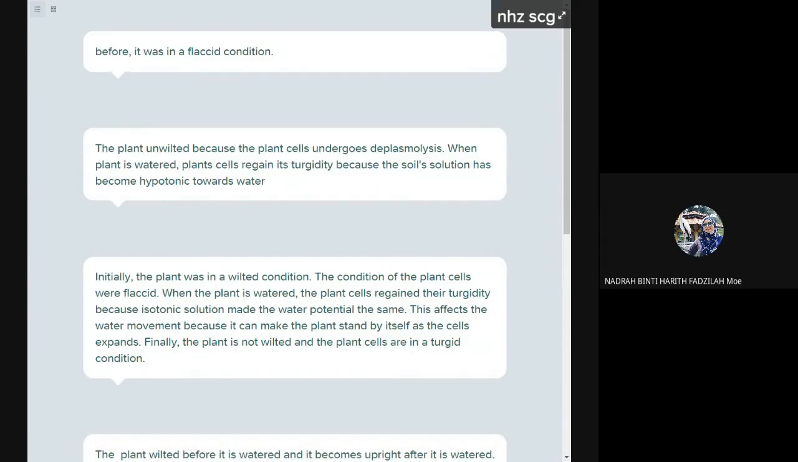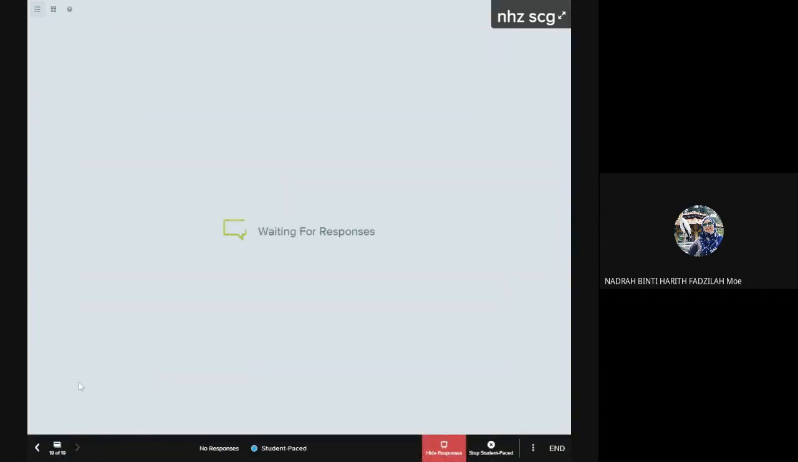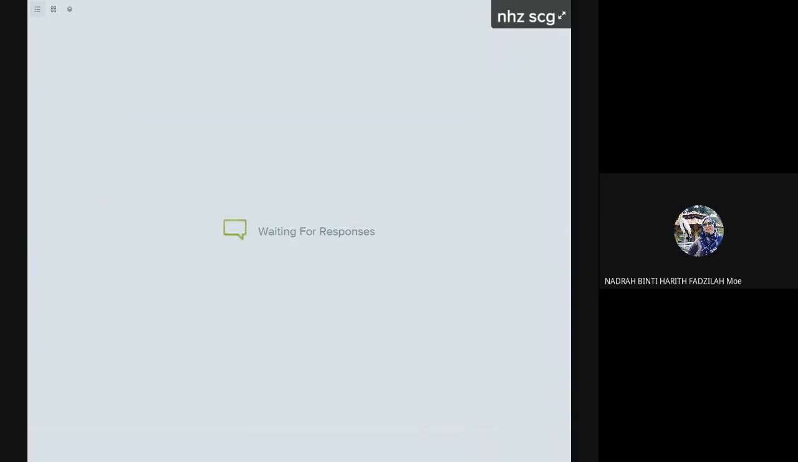So anak-anak, basically hari ni kita dah cover osmosis. We have taken a look at istilah-istilah yang digunakan iaitu hypertonic solution, hypotonic solution, isotonic solution. We talk about water potential and also different conditions of the red blood cell and also the plant cell. So for this particular slide, slide 19, can you provide me a bit of feedback about today's class?